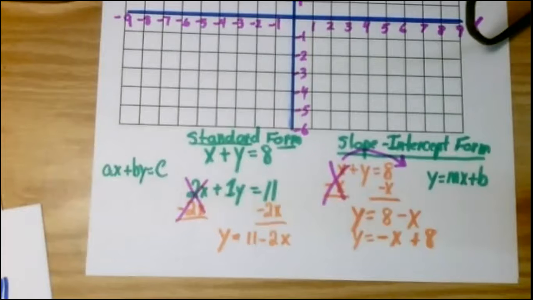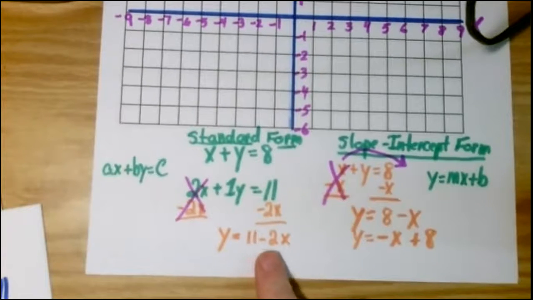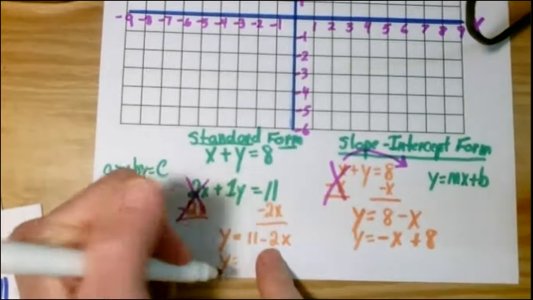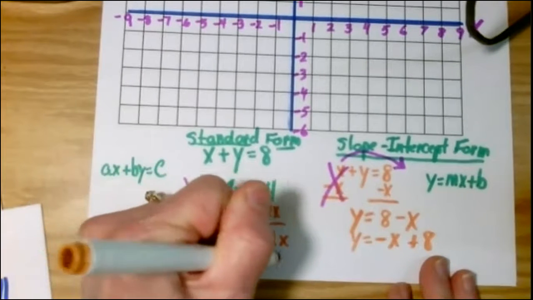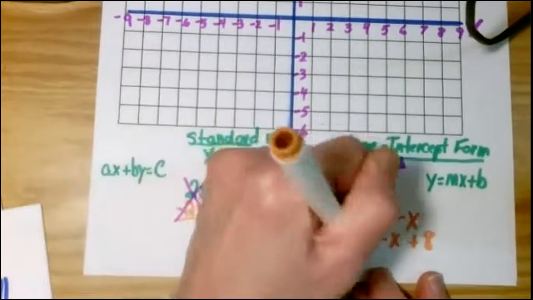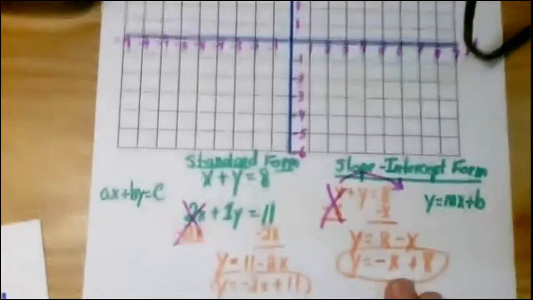And now I notice, well, actually that's all I have to do except rearrange now. I have to get it into this y equals mx plus b format, and currently I have it in b and then mx. So I'm going to rearrange it. Y equals, don't forget that's a negative, negative 2x plus 11. So now I have both of these into the right format to graph them. So we are going to go back up and graph. So let's graph that one. Y equals negative x plus 8.